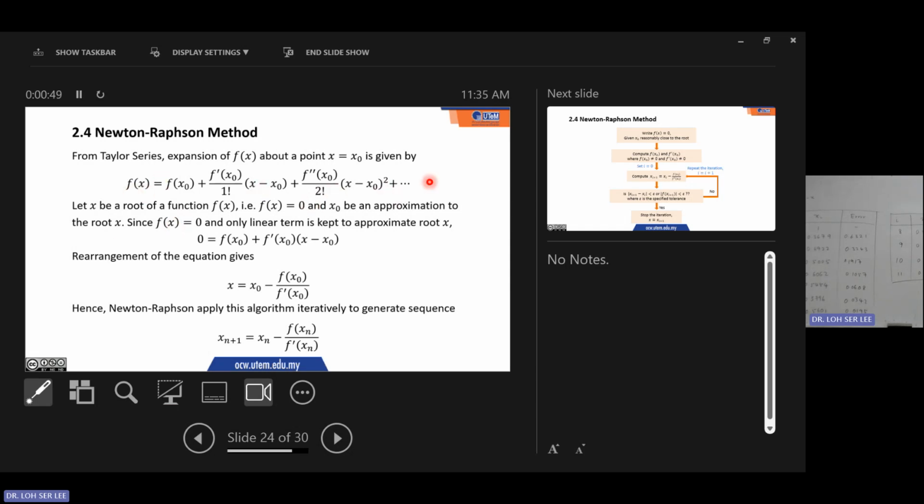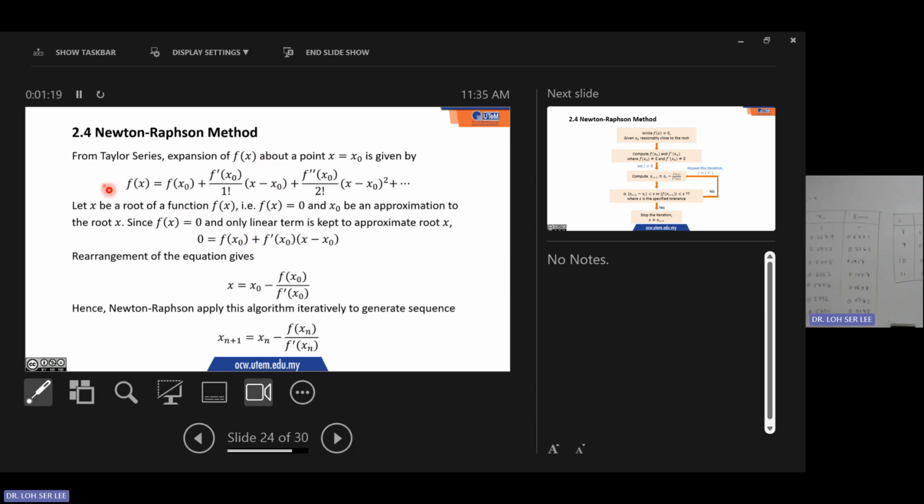This is the expansion, but we take only up to the linear term. This is the linear term because x is to the power of 1. This one, when you expand, you get x cubed, so this is a quadratic term. So we just take up to the linear term. That means for f(x), we just take these first two terms, because this is a kind of approximation.